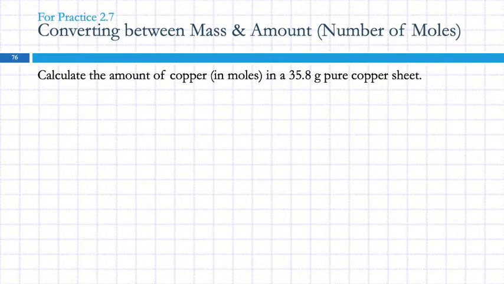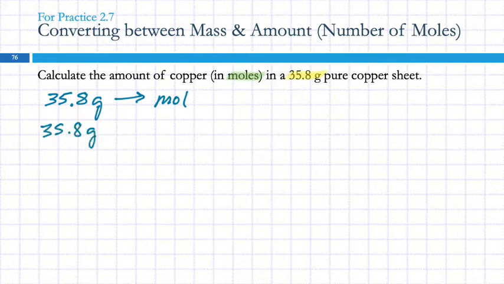What am I given? 35.8 grams. And what do I want to calculate? Moles. Okay? So our path then is going to be from 35.8 grams, and we want to convert that to moles. The molar mass is the relationship between moles and grams, and so this is just a one-step thing. There's no other units in between. So 35.8 grams, 1 arrow, 1 conversion factor.